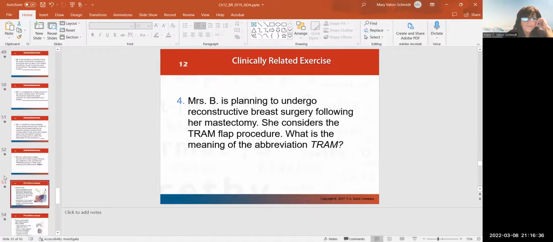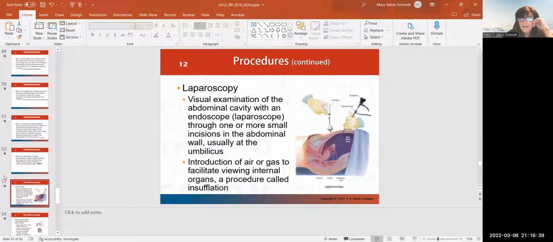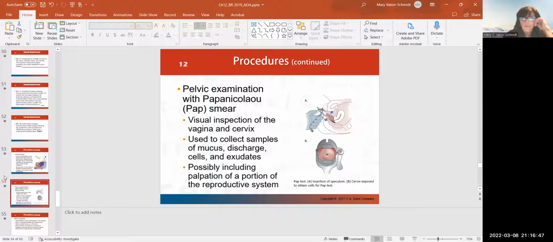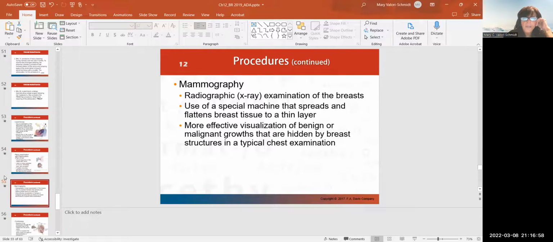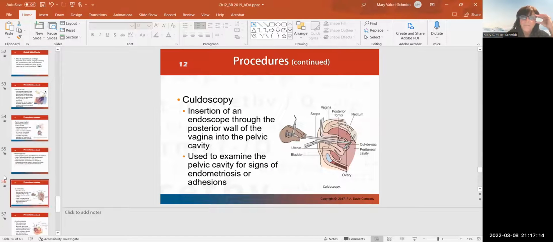We're not going to go through all those. Laparoscopy, we already talked about that, where they go in with a laparoscope through usually one incision in the abdominal wall, usually near the belly button, the umbilicus, to look at something. There's a pap smear, where we are taking a sample of mucus discharge and cells from the cervix looking for cervical cancer. Mammography is put your breast into a refrigerator door and slam it shut. No, I'm kidding. That's a radiographic exam of the breasts. It basically flattens your breast like a pancake and can find cancer, malignant growths or abnormal things.